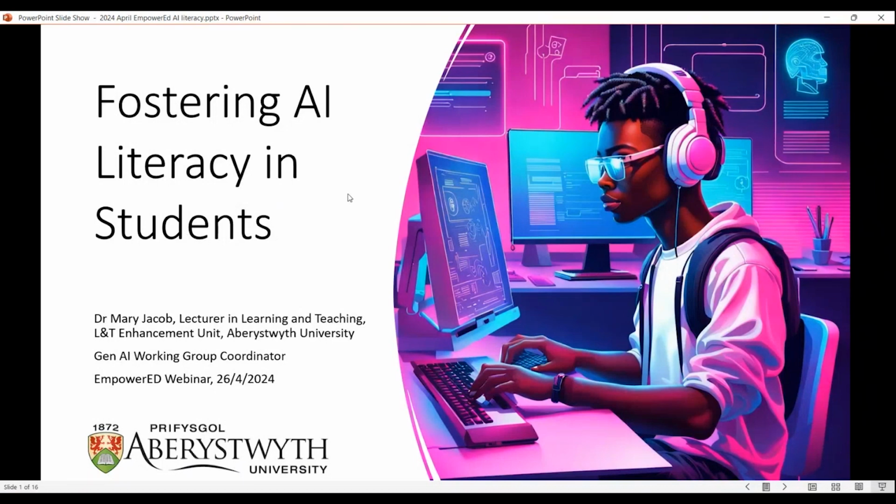AI in learning and teaching has become a passion for me now. This session is about fostering AI literacy in students. I'm part of the Learning and Teaching Enhancement Unit, and I run our PG Cert program, the Certificate in Teaching in Higher Education, but this comes out of mainly my area of being the Generative AI Working Group Coordinator.